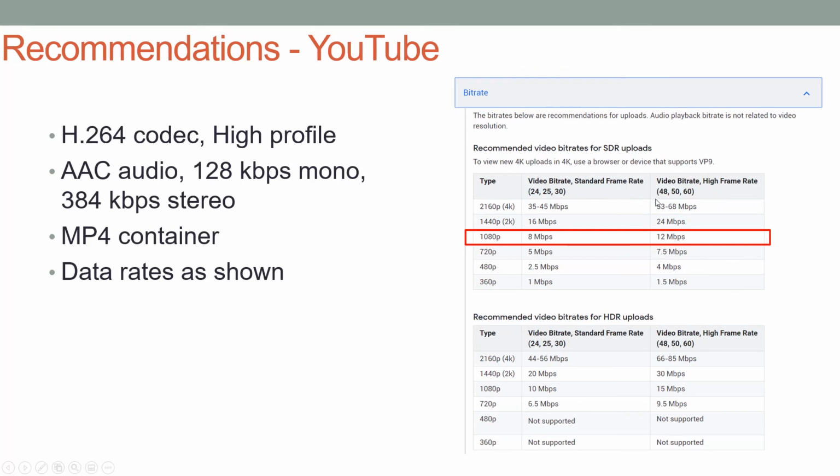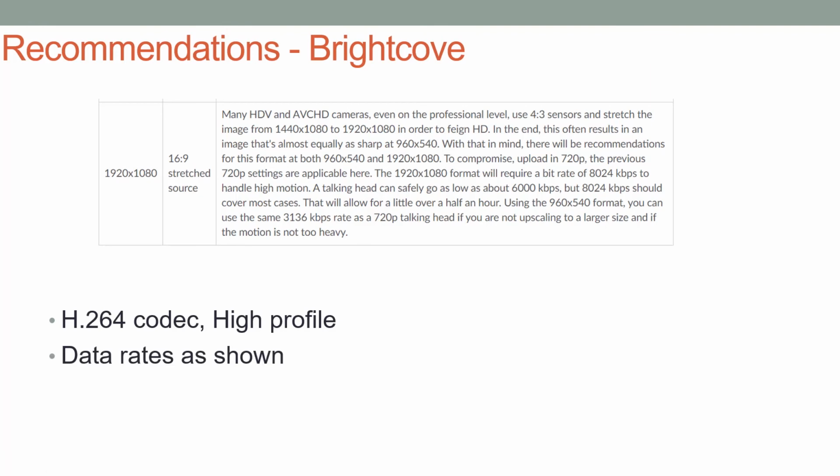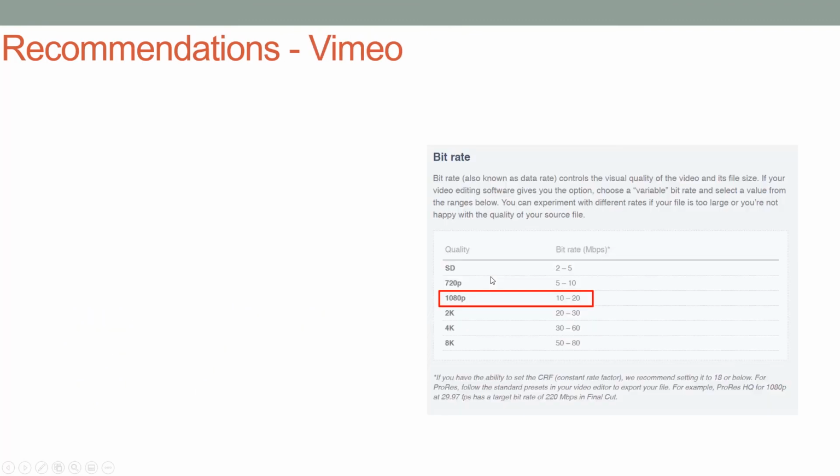And if you're going to do 48, 50, or 60 frames per second, they recommend going to 12. And you can find the specs there. This is Brightcove, a very popular online video platform. They recommend the same in terms of codec and profile. And the data rate they're saying is for 1080p around 8 megabits per second, but if it's a talking head, you can go as low as 6 megabits per second. And you can check out their file specs there.